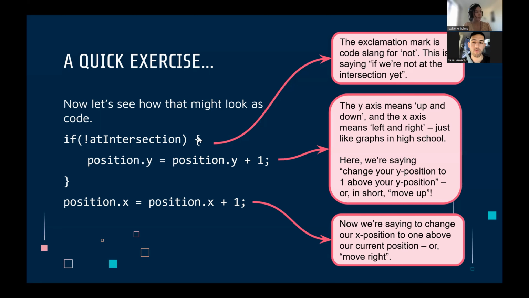So these curly braces are just basically saying, run all of these bits under this if block. So once we start being at the intersection, we can start changing our x position by 1 instead. So our robot will start moving right.